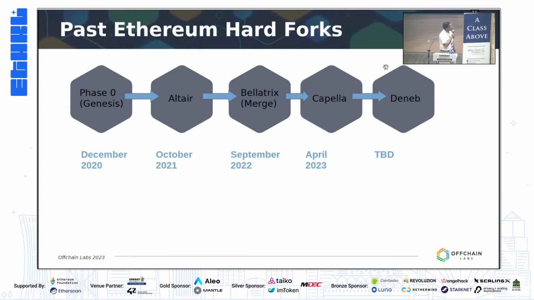September 2022 was the big one, which was Bellatrix, or better known as the merge. The merge was in progress for nearly 1.5 years, I think. We were testing it for the last 7 months of it, to launch in 2022. And the last hard fork that we had was in April 2023, called Capella. Capella was a hard fork that enabled withdrawals and allowed validators to actually access their funds on the execution layer.